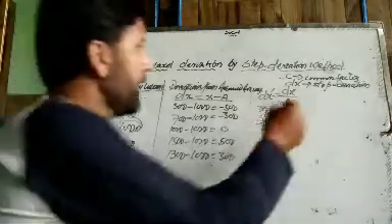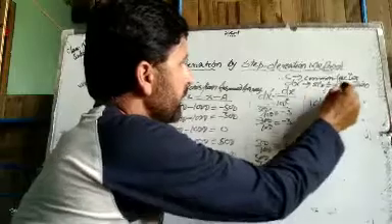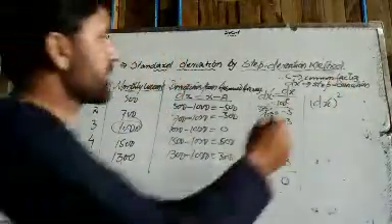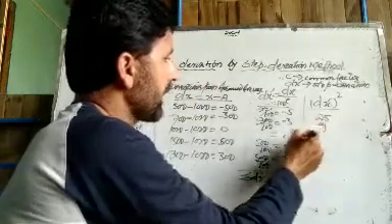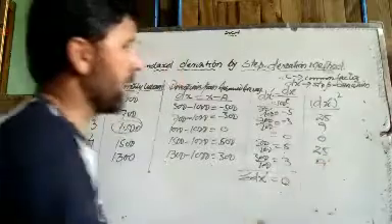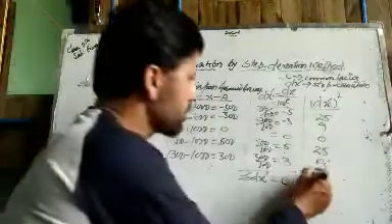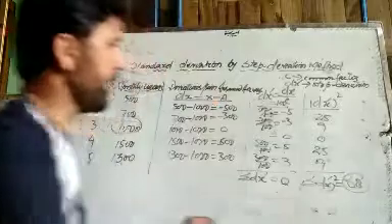Now you find dx dash square. This dx dash square is equal to 5 fives are 25, 3 threes are 9, 0, 5 fives are 25, 3 threes are 9. And the summation of dx dash square is equal to 68.